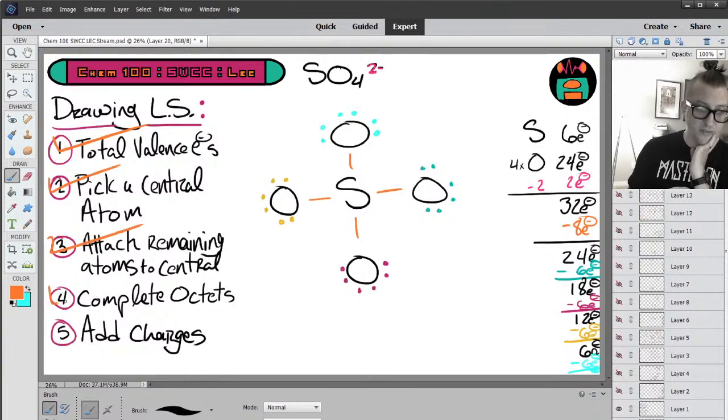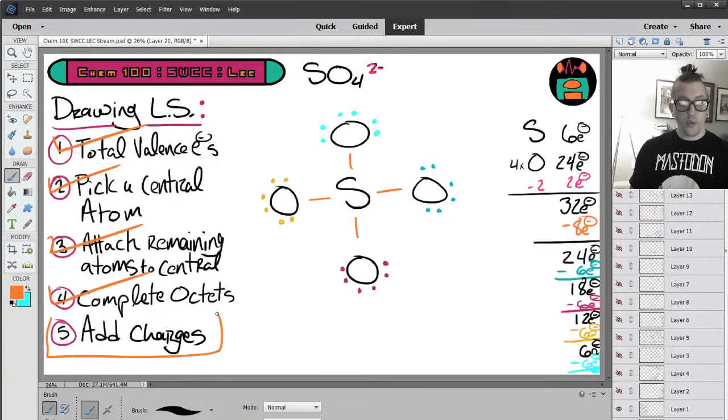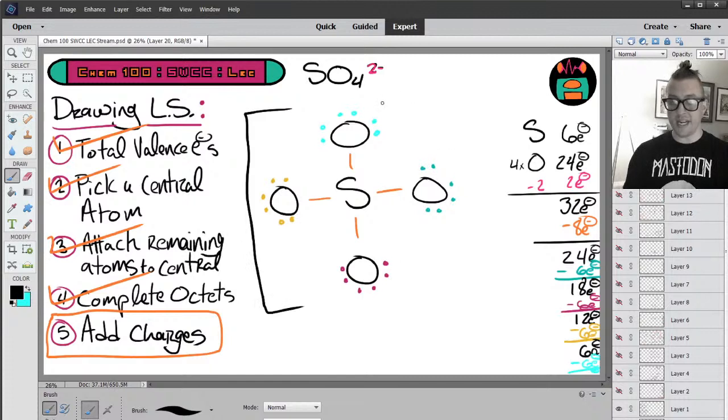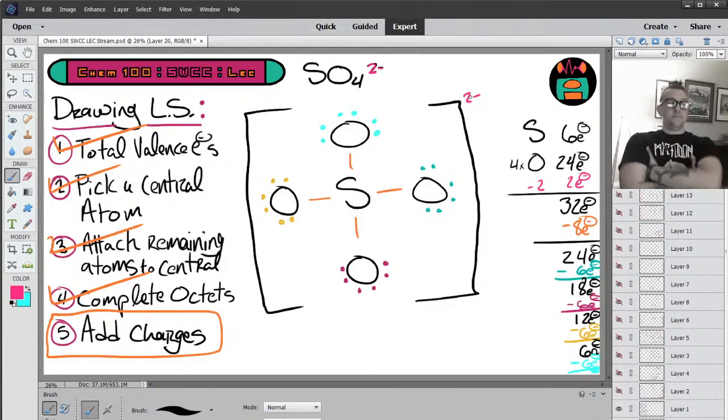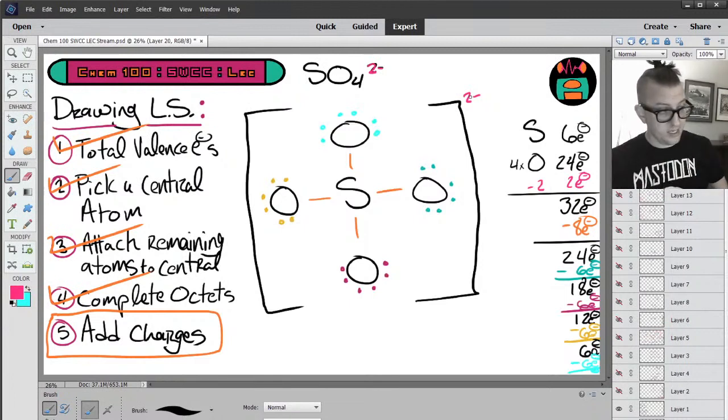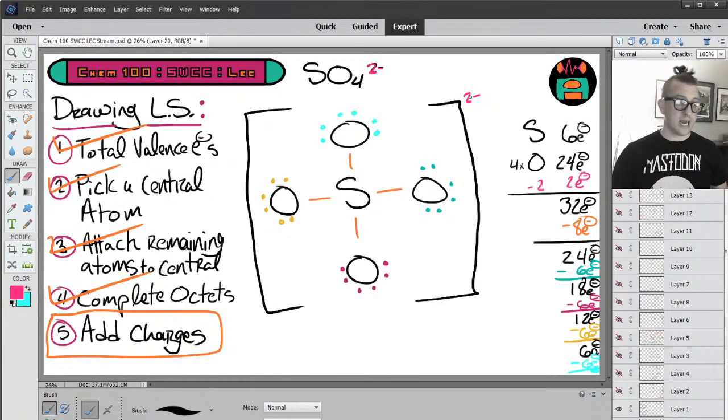We've attached everything. We've completed our octets. We now need to add charges. So we throw a big old bracket around our molecule of sulfate, and we add a charge outside, superscripted, outside the right bracket, of -2. This is our Lewis structure for sulfate.